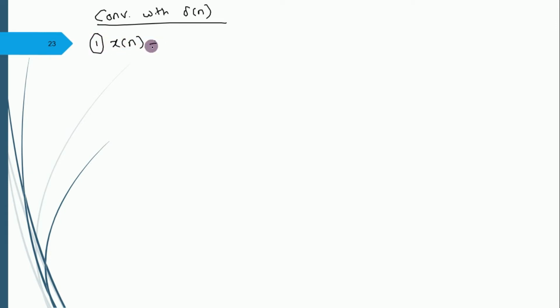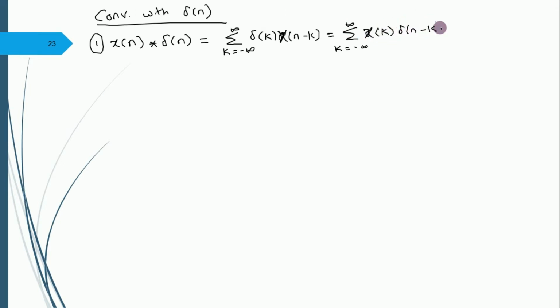X of n convolved with delta of n will result in summation k is equal to minus infinity to plus infinity delta of k x of n minus k, or else you can also write x of k delta of n minus k, that is also okay, both mean the same. It will result in x of n. Always remember, any signal convolved with impulse signal gives the same signal.